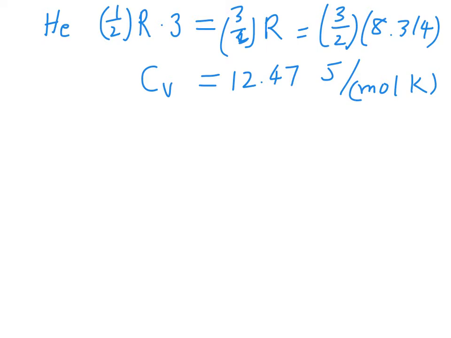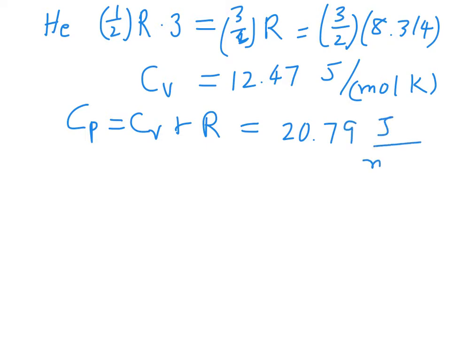And for the ideal gas, Cp equals Cv plus R, so that will give me Cp equals 20.79 joule per mole per Kelvin.